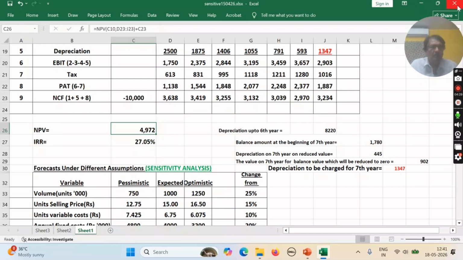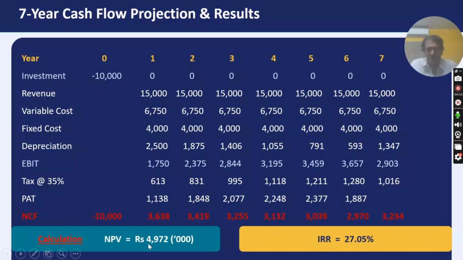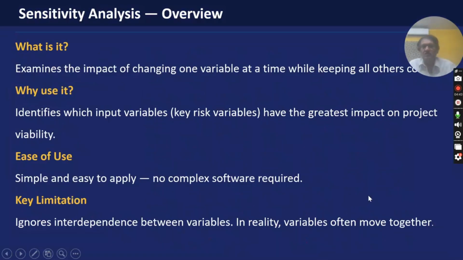Now we are returning back. Don't save because I have changed it, and this is the same, 4,972, and this is the value of NPV, and this is IRR. Just now I have discussed. Now, sensitivity analysis. This is the overview of the sensitivity analysis.